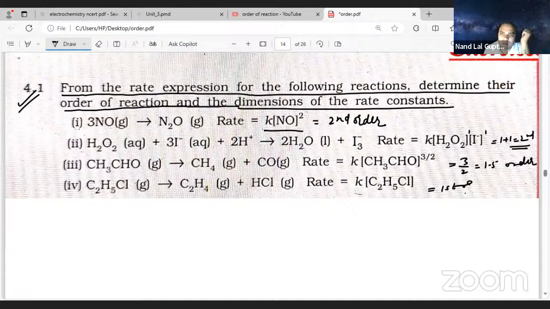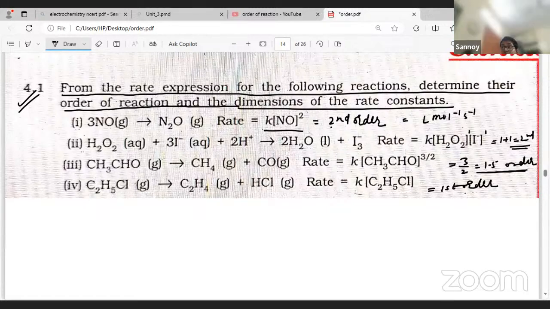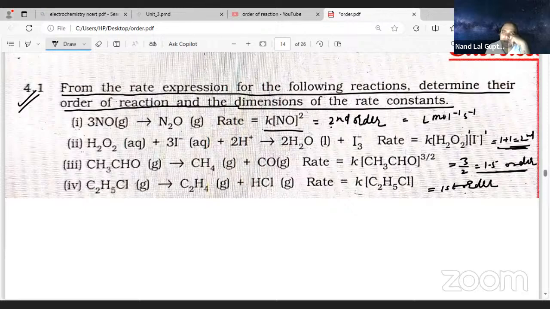Now they are asking the dimension of the rate constant. Second order you already know: liter mole inverse second inverse. Same will be this one also, because this is also second order. So this will be liter mole inverse second inverse. And here first order, this is second inverse only.